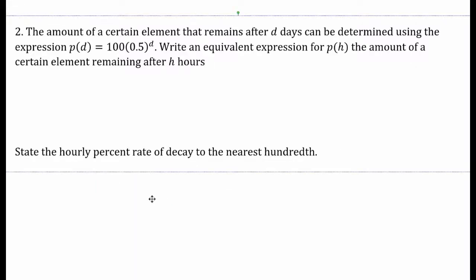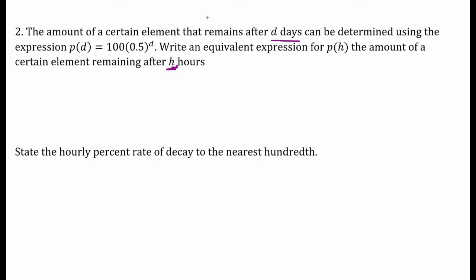Two, the amount of a certain element that remains after d days can be determined using the expression P of d equals 100 times 0.5 to the d. Write an equivalent expression for P of h, the amount of a certain element remaining after h hours. So I want to switch from days to hours here. So first, let's think about this. If I'm losing 50% every day, that's what this is saying right now. I'm losing 50% every day. Should I be losing more than 50% each hour, or less than 50% each hour?